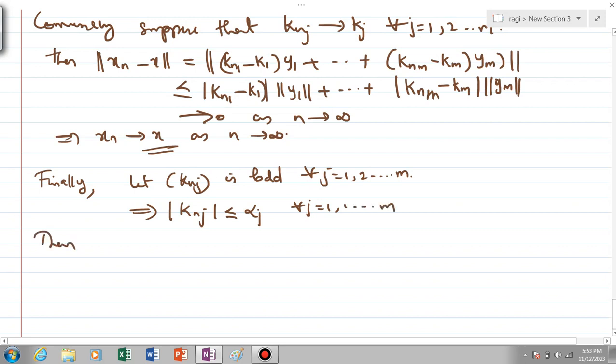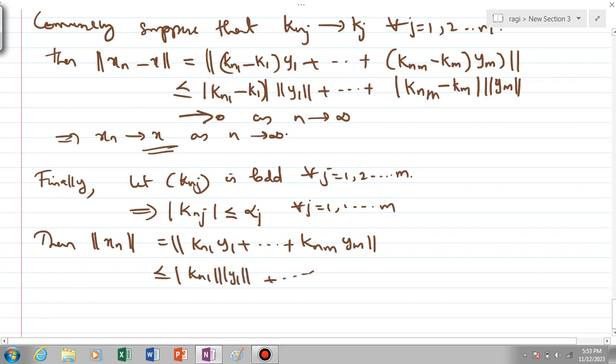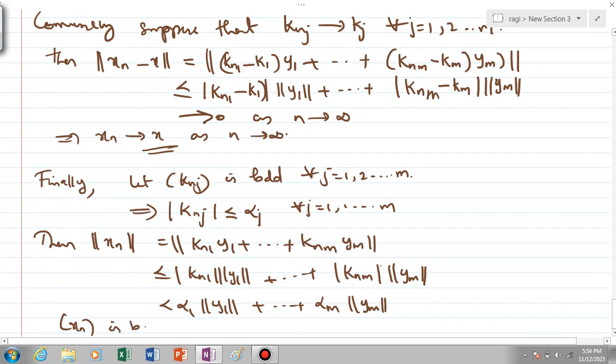Then the norm of xn, what is xn? It is kn1 y1 plus kn2 y2 plus etc. plus knm ym. This is less than or equal to modulus of kn1 into norm y1 plus etc. plus modulus of knm into norm ym. And this is less than alpha 1 into norm y1 plus etc. plus alpha m into norm ym. Clearly this is a finite and positive quantity. This means that the sequence xn is bounded.